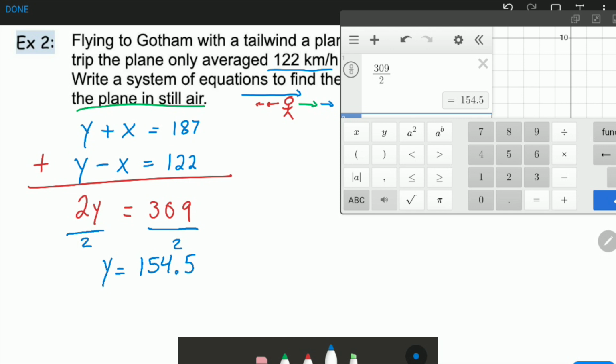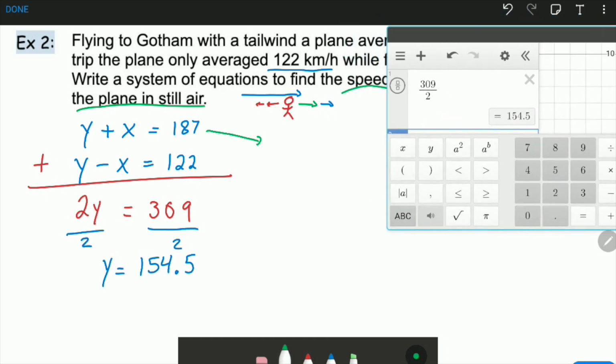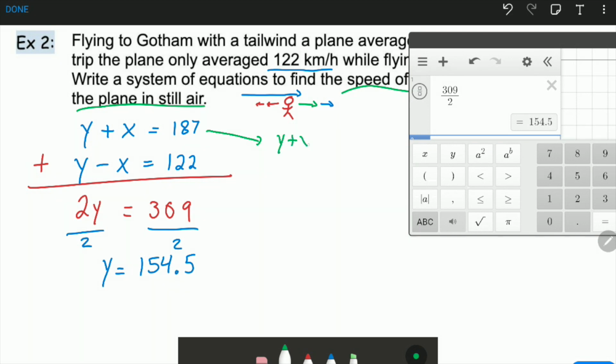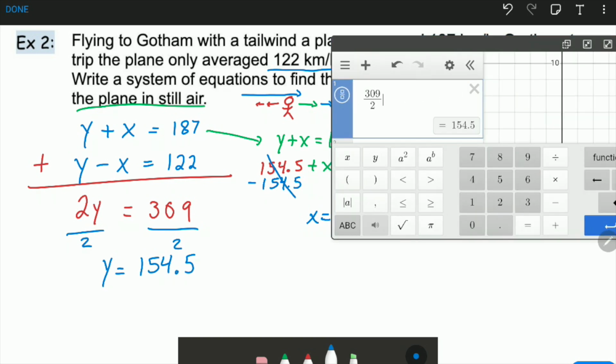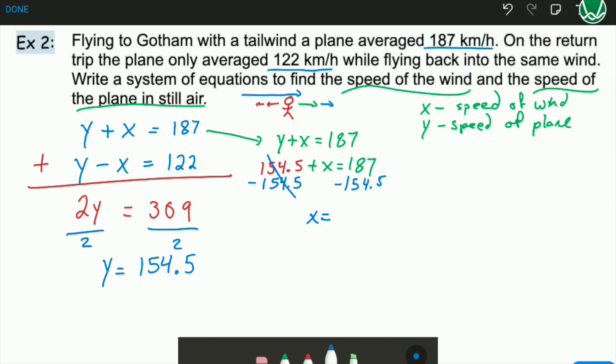So let's go ahead and take my first equation off to the side here. So y plus x equals 187. We replace y with 154.5. Now we just have to solve, so we'll subtract 154.5. And x will be, if I go and do this, so it should be 32.5. I didn't change the order, so the sign on the calculator was backwards. There we go. So 32.5.